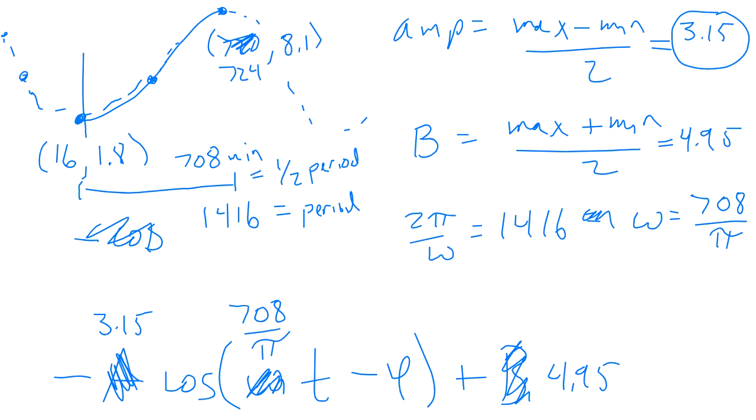So I'm going to copy down what we have so that I can erase everything, and then we can work on finding the phase shift and predicting the value. Okay, so we have negative 3.15 cosine of 708 over pi times t minus an unknown phi plus 4.95, and our two given points are there. Okay, so I'm going to clear everything off. Hopefully you copied it down as well. Here we go. So here's what we have so far.